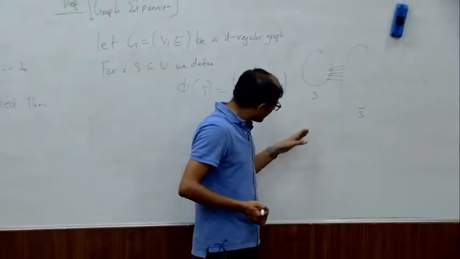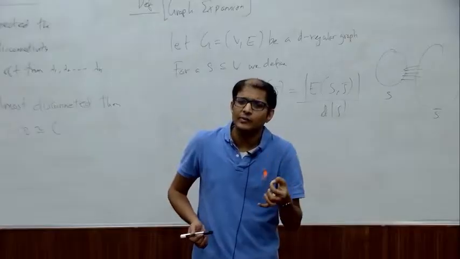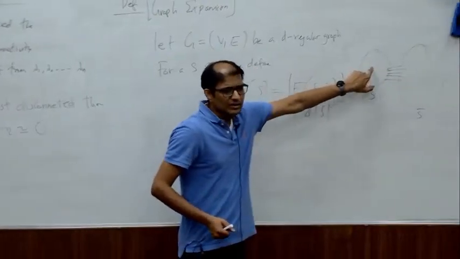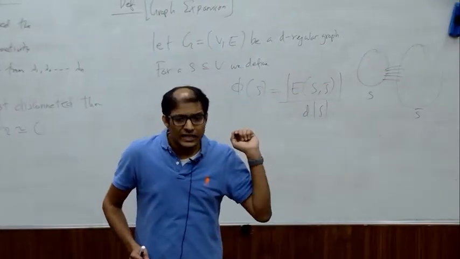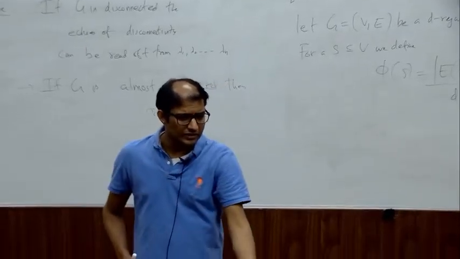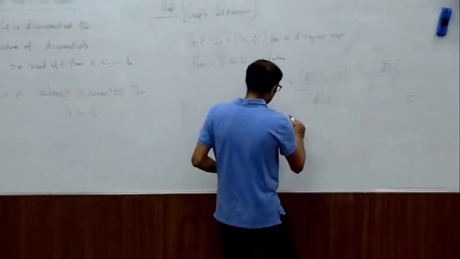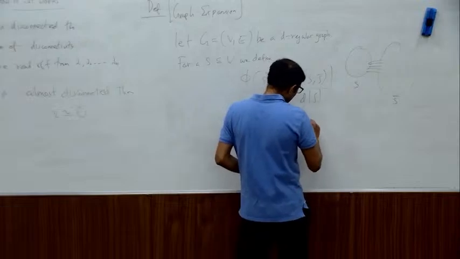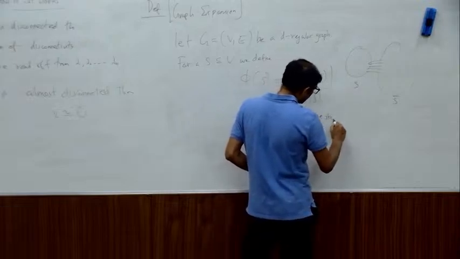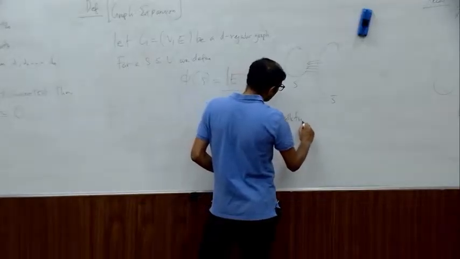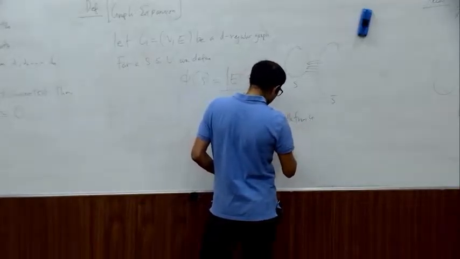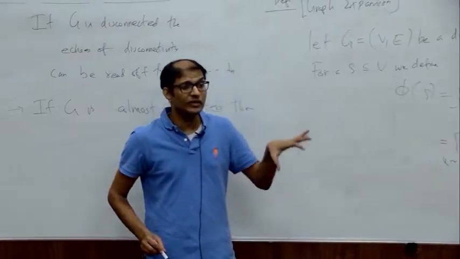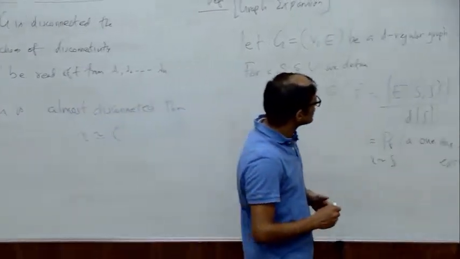Why do I define it this way? It's because it gives you one way to think about the probability that a random walk started at a uniformly random vertex within S leaves S in one step. So this is exactly the probability that, if you pick a uniformly random vertex u in S, a one-step walk from u exits S. So that's expansion of a set. I have not yet defined expansion of a graph. That's what I wanted to define, so let me make the definition now.